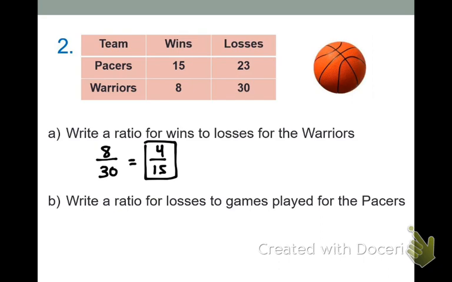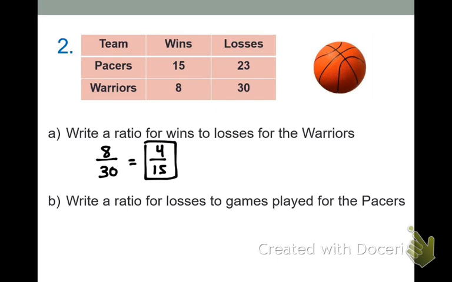Next up, write a ratio for losses to games played for the Pacers. Who wants to do this one? Alex. What you got? 30 to 38. Okay, hold on. He says 30 to 38. I've asked for the losses. How many did the Pacers have for losses? 23. You guys got to look very carefully for the information, okay?